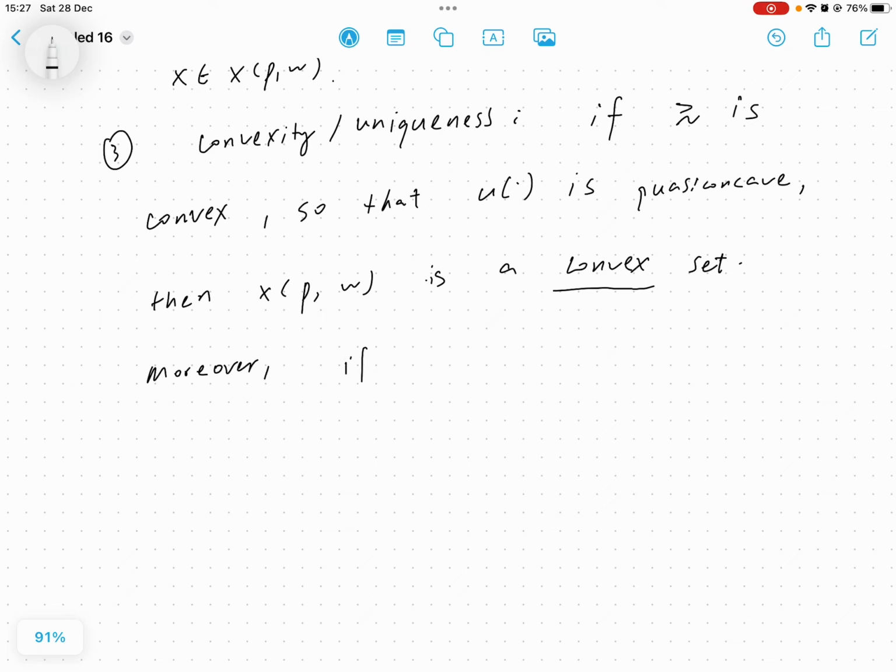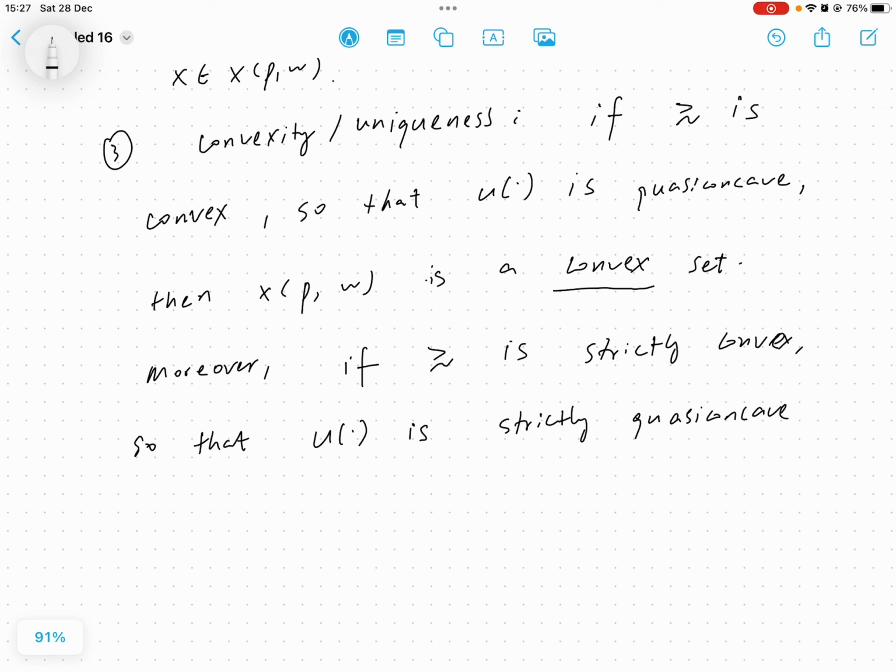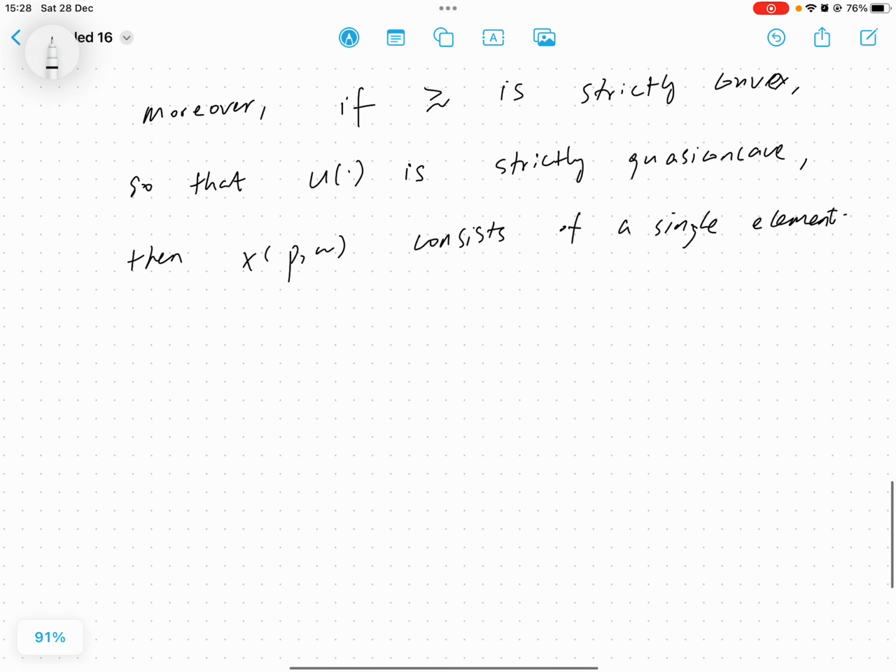Moreover, if this preference relation is strictly convex, so we cannot have any flat boundaries, so that this utility function is strictly quasi-concave, then the solution x(p,w) has only one single element or one single value. So it becomes a function rather than a correspondence.